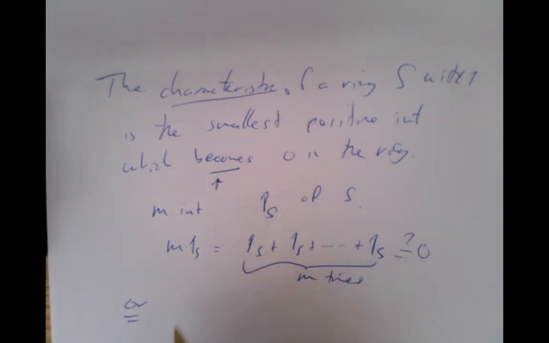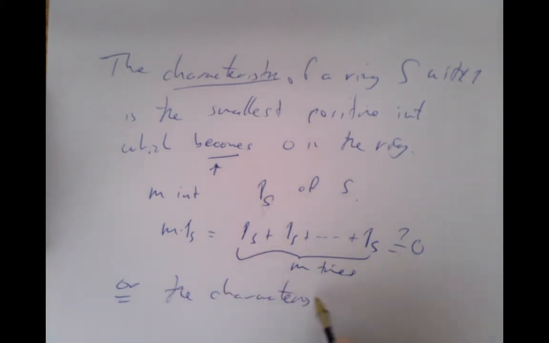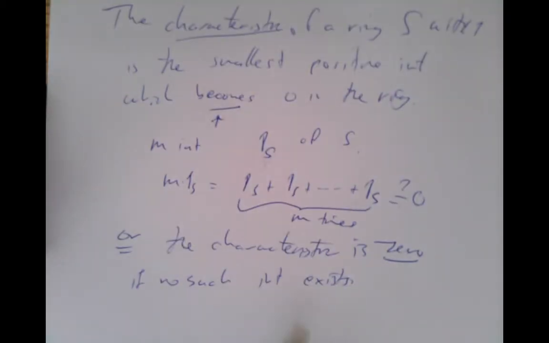It's traditional to say the characteristic is zero. We don't allow infinity here. We prefer to write it as zero if no such positive integer exists. So a characteristic is a positive integer such that when you add one to itself that many times inside your ring, you get zero. If there's no such positive integer, we say the characteristic is zero.